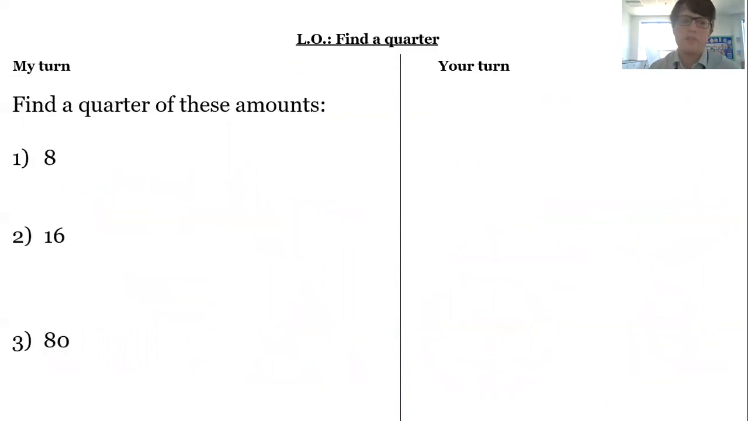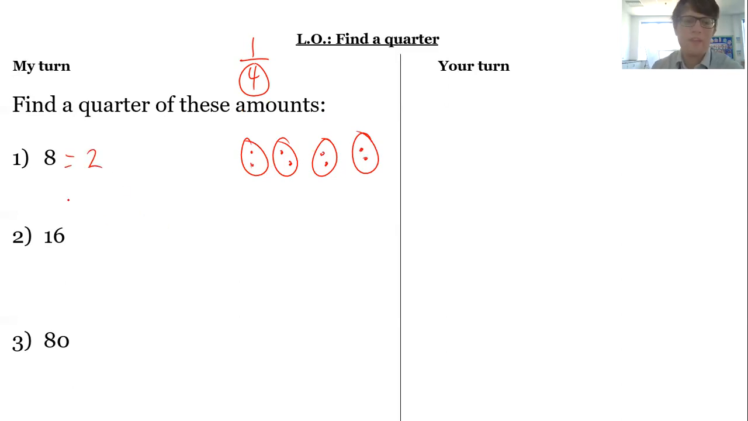What about finding quarters of an amount? Well, very similar to finding a half, we're going to draw 4 plates this time because we're splitting it up into 4 equal parts. Share out 8. So I get 2. Another way of thinking about that would be using a number line.